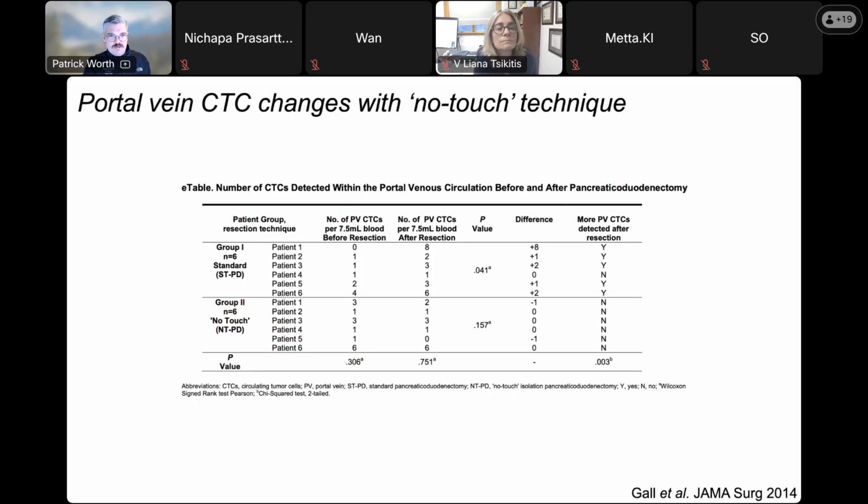Another group working on a no-touch technique, I think this was out of UCLA, also showed that the number of circulating tumor cells that you could identify in the portal vein was much lower in patients with a lower touch technique, at least providing some support to the idea that minimally invasive approaches when possible, or considering these possibilities, might be important for providing more effective surgeries or more effective treatments for these patients.